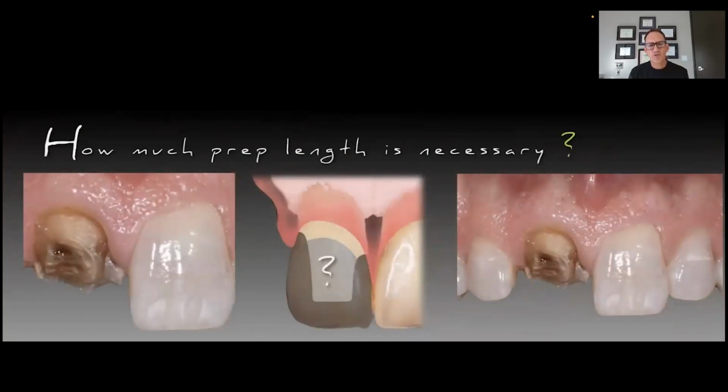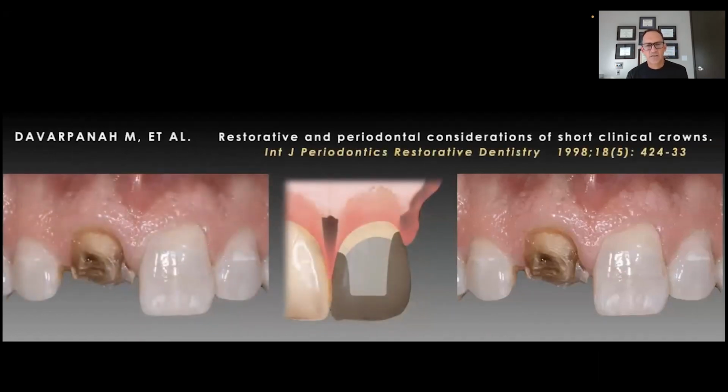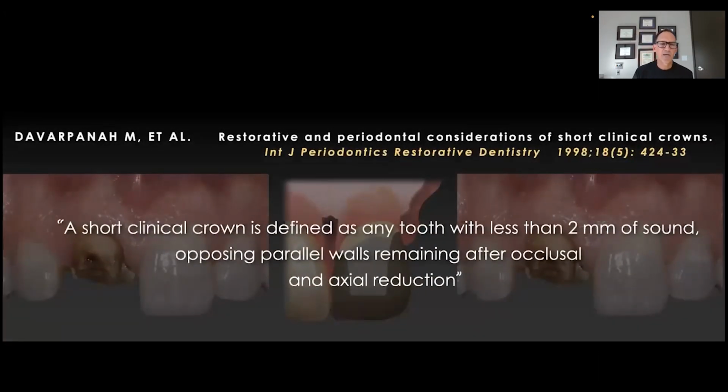How much tooth structure do I need? Palatally, we said we need ferrule, but what's my prep height? How much prep length do we need? This tooth fractured off the coronal piece. So if you look at a couple of papers, a short clinical crown is defined as anything with less than 2 millimeters of sound tooth structure after you do your preparation, right? So right now it's looking that 2 millimeters of tooth structure might be the number.